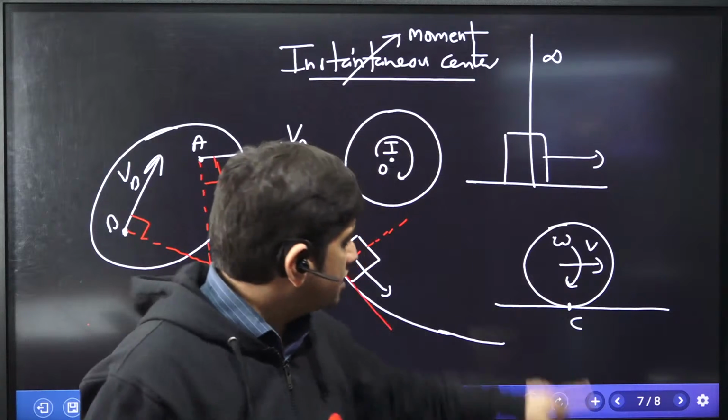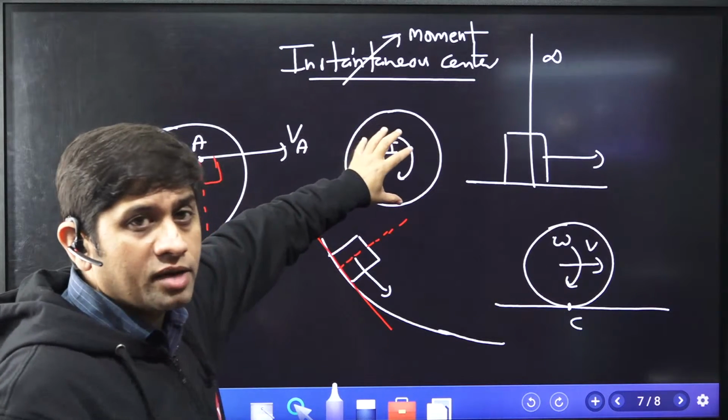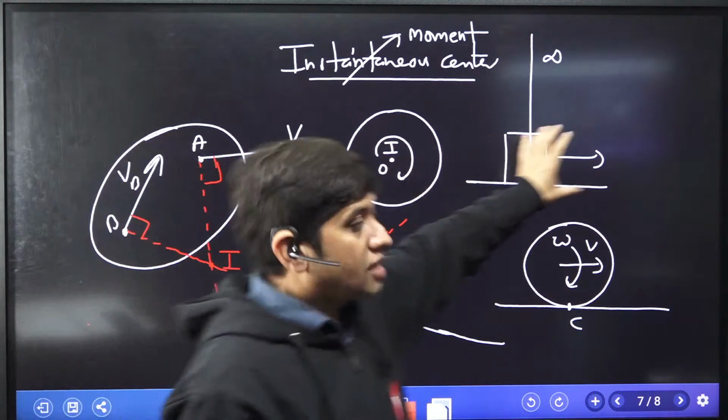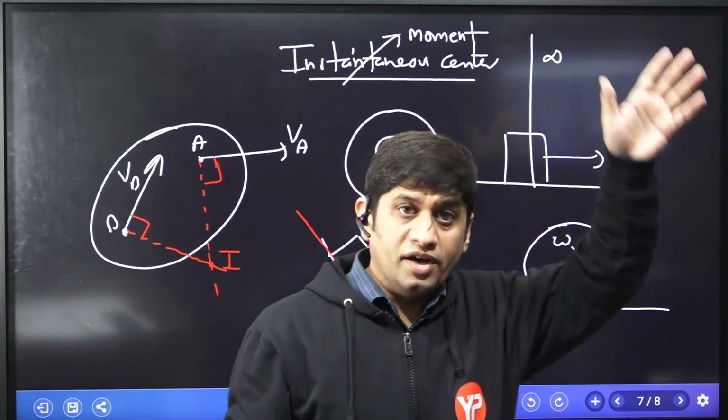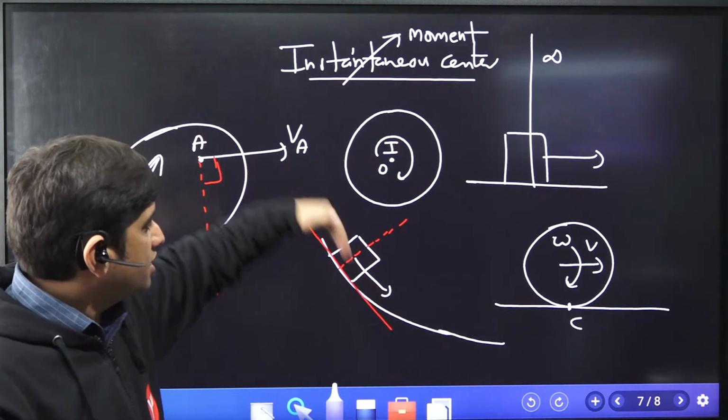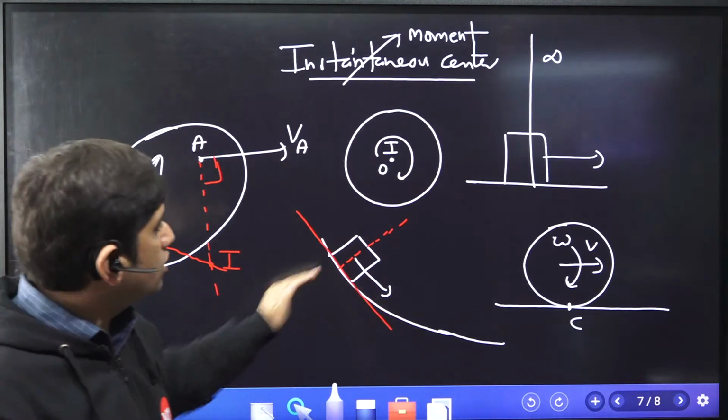So rolling body का I center, point of contact पे. Purely rotating body का I center, center of rotation. Translating body का I center, infinity. A body which is translating or sliding on a curved path, I center is on the normal.